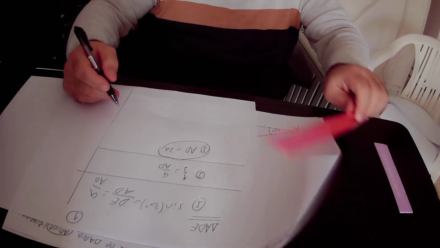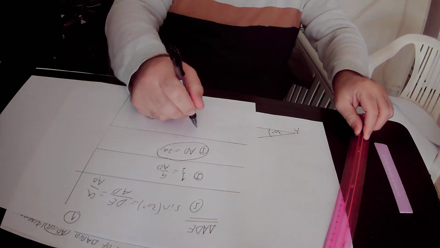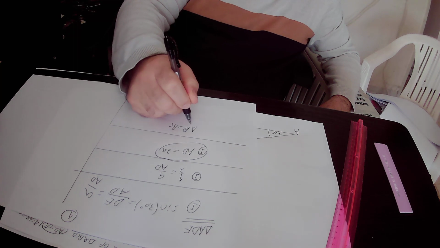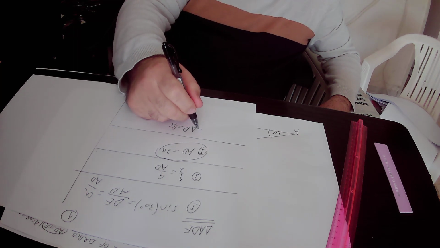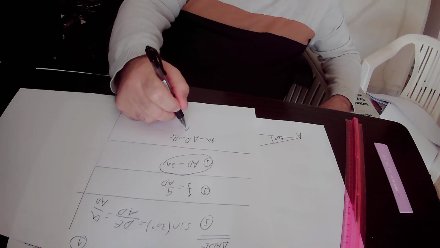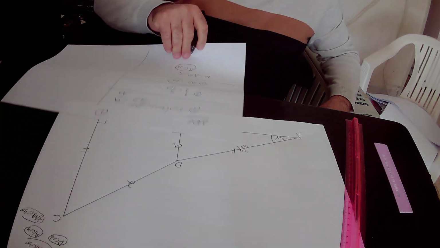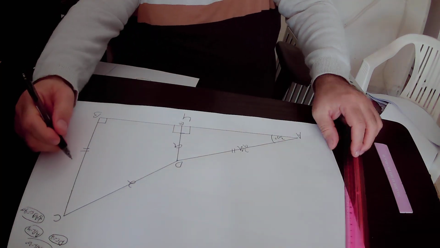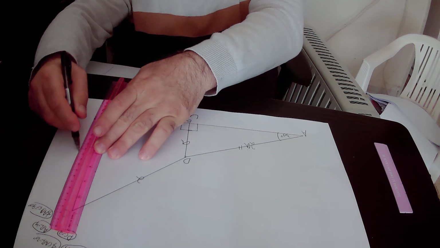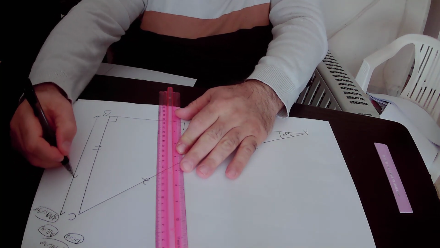But it is given in the question that AD equals BC. AD equals BC. And we found out that AD equals 2A. From this equation we will derive that BC also equals 2A. BC equals 2A, so we can write here that BC equals 2A.